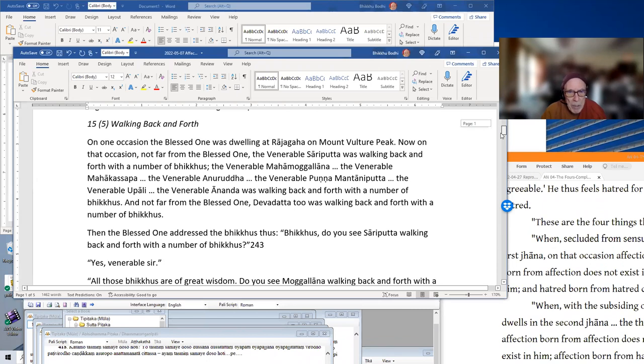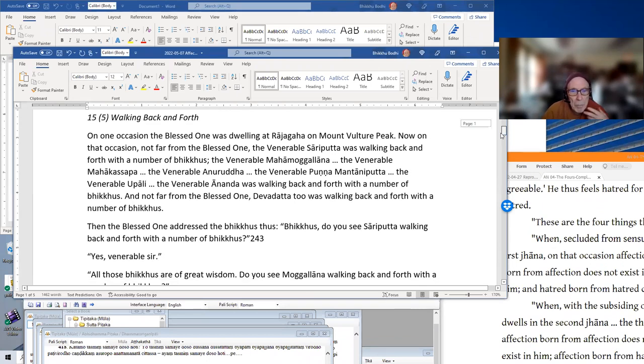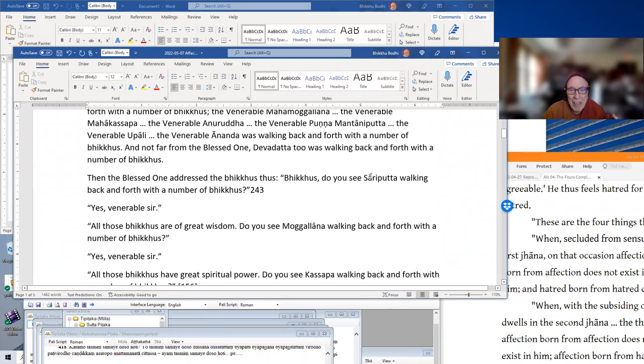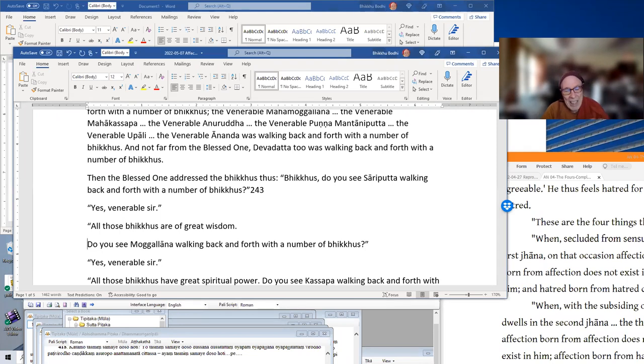One way in which he illustrates this is on an occasion when the Buddha is living at Rajagaha, and he sees various groups of monks walking back and forth not far from him. He points out, do you see Sariputta walking back and forth with a number of monks? They say yes, and the Buddha says, all those monks are of great wisdom. So in this case, the element that unites these monks, why they flock to Sariputta, is because those monks are inclined towards wisdom. That is their dominant dhatu, their disposition, their inclination of mind.